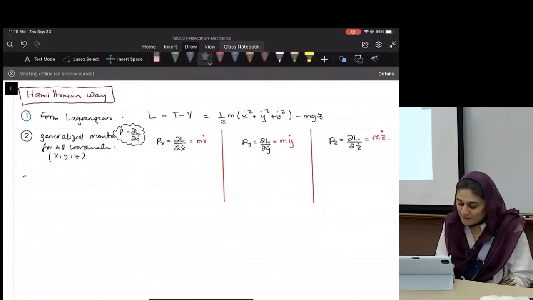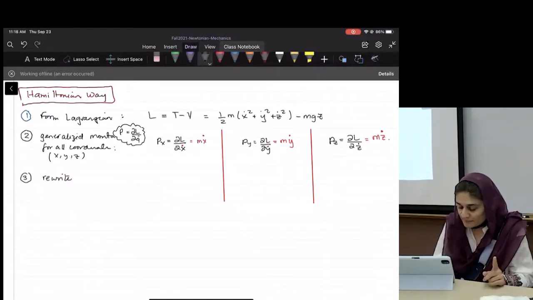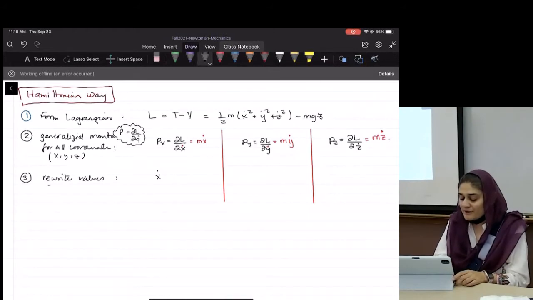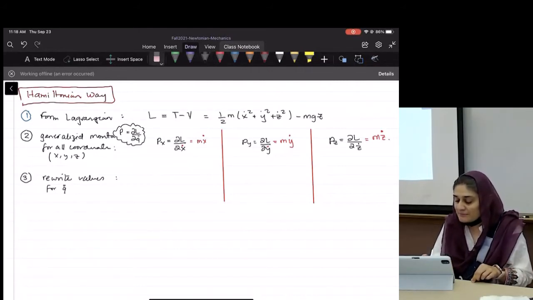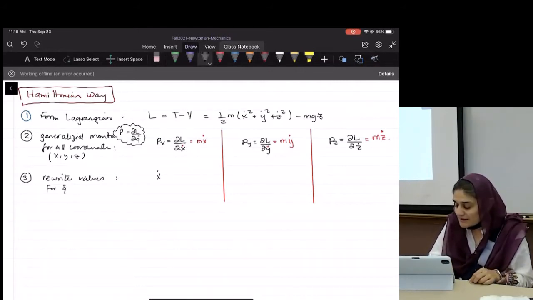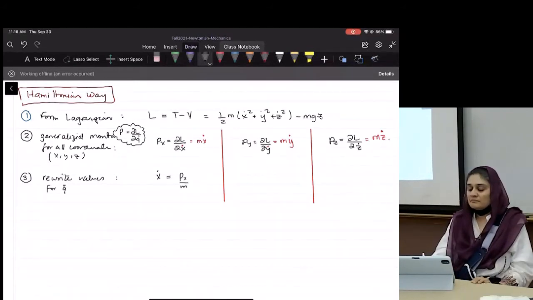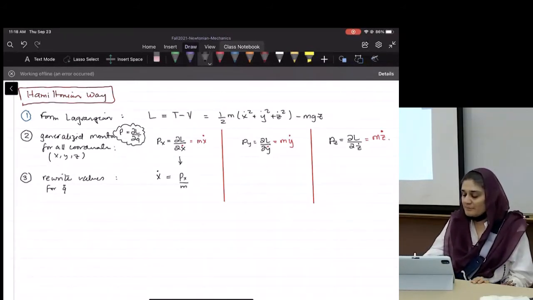Okay, number 3. What's step number 3, guys? Rewrite values. Okay, what does that mean? Rewrite values for q dot, correct? Q was our coordinate. So that means I am looking for x dot. Is my x dot Px over m? What would it be here?